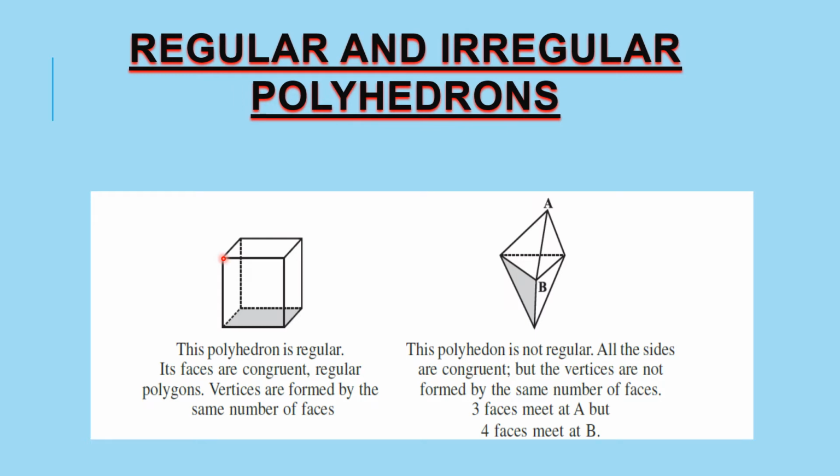So 1, 2 and 3. Total number of faces are 3 here. So if you check all the vertices, there are an equal number of faces meeting at that point. Okay. Now look here in the second figure.